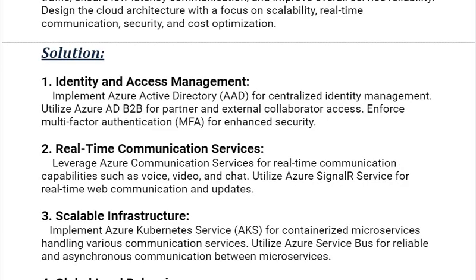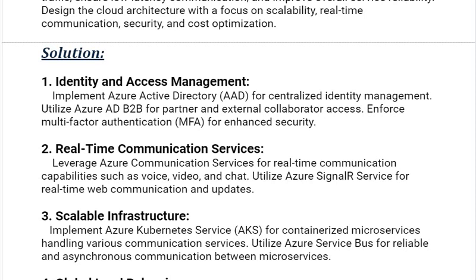Our first solution is Identity and Access Management. Implement Azure Active Directory (AAD) for centralized identity management. Utilize Azure AD B2B for partner and external collaborator access. Enforce multi-factor authentication (MFA) for enhanced security.